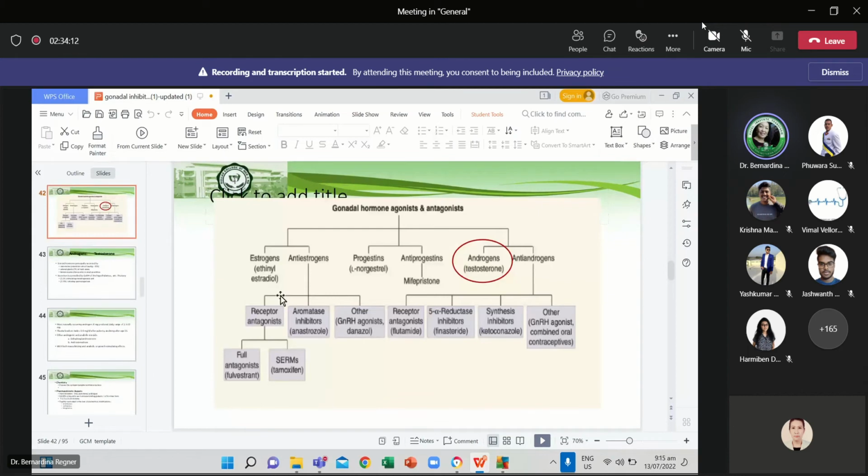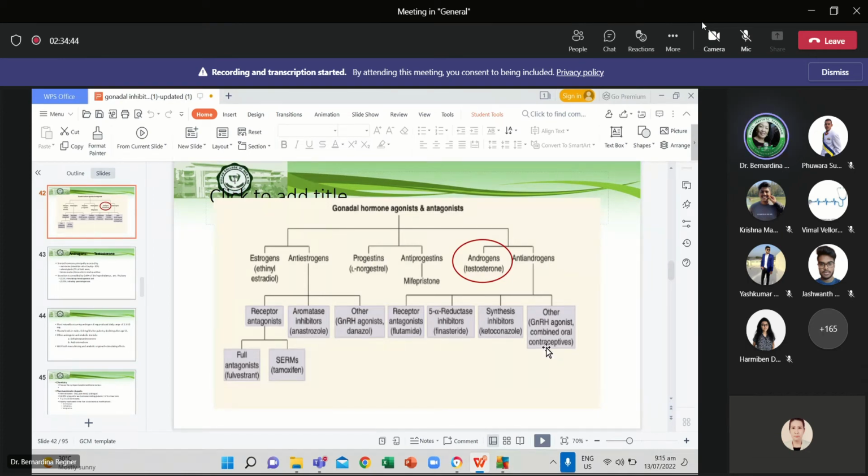Okay, so let's go to your androgen agonist. And this is your testosterone and your anti-androgens. Okay, exemplified by flutamide as a receptor antagonist, finasteride as a 5-alpha reductase inhibitor, and then ketoconazole as a synthesis inhibitor, and your other oral GnRH agonist, combined oral contraceptives.